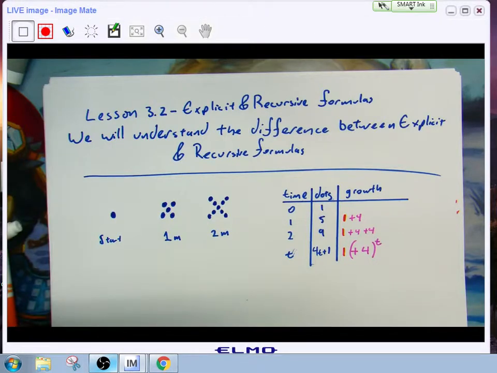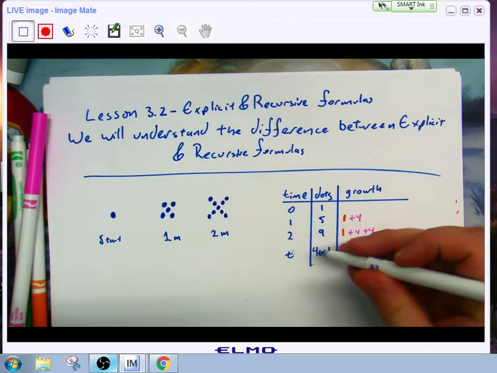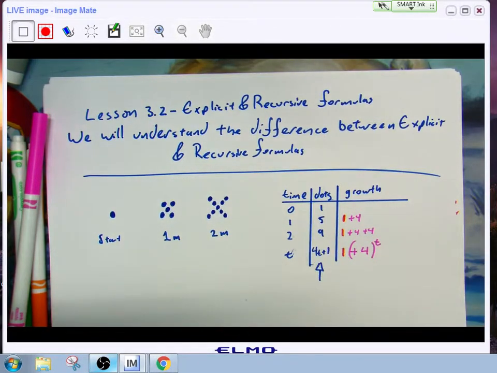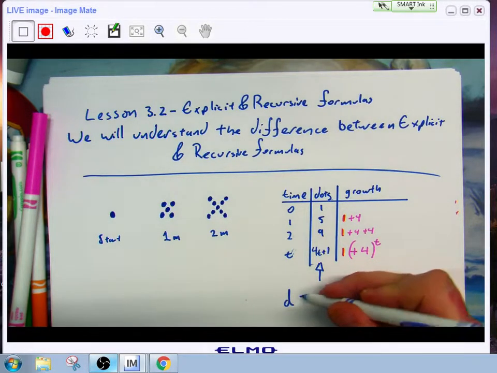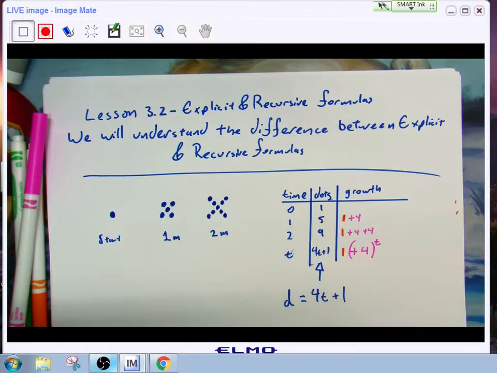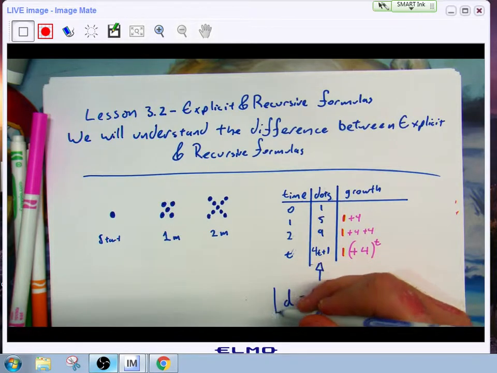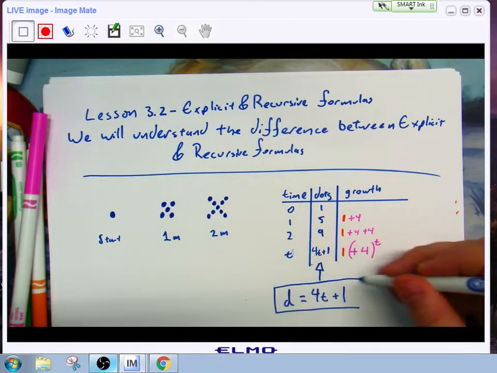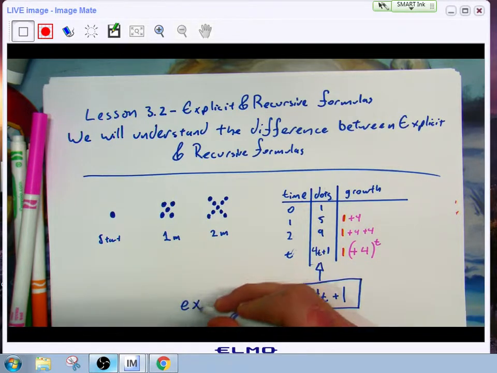So what I want to do here is just talk about what we did. When we built all of this, we ended up with this little gem right here. We knew that our number of dots, which I'm going to say is d, equaled 4t plus 1. We saw that the number of dots equals 4 times whatever time it is plus that original dot, plus 1. Okay? When we created this formula, what I didn't tell you at the time is there's a name for this type of formula. And we call this an explicit formula. Explicit.